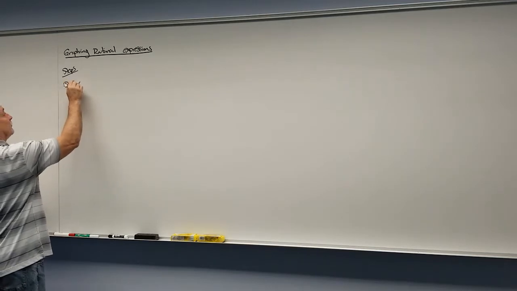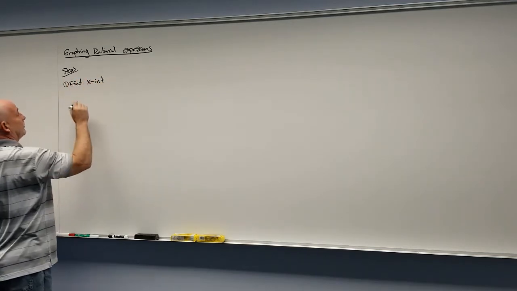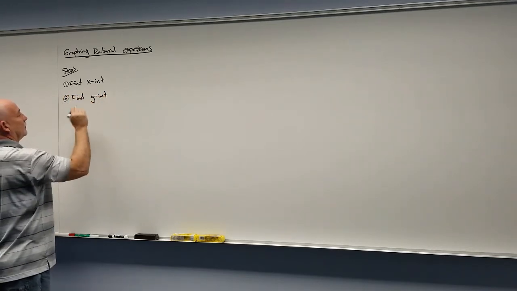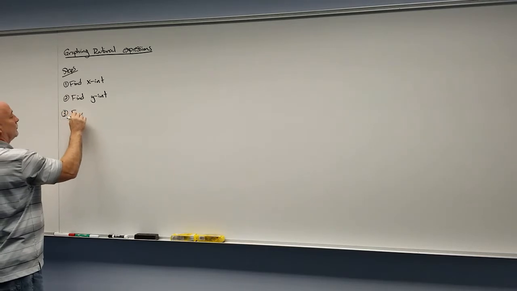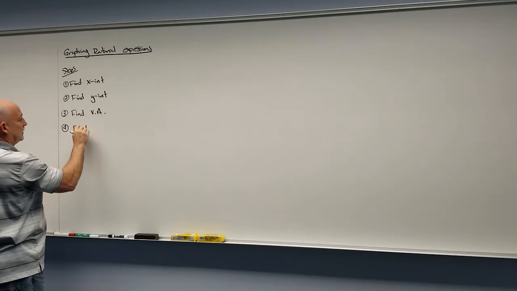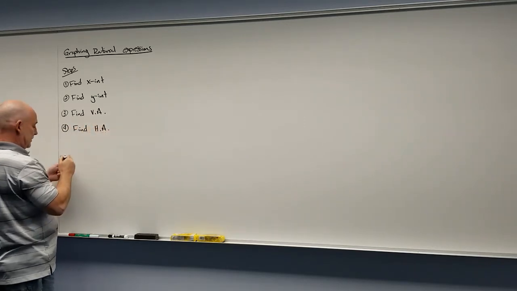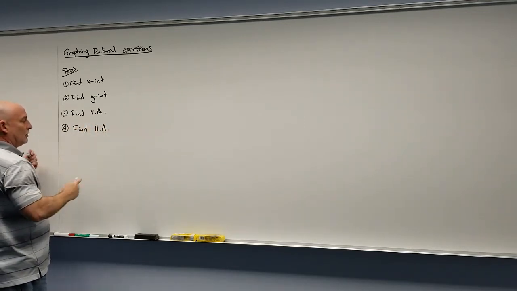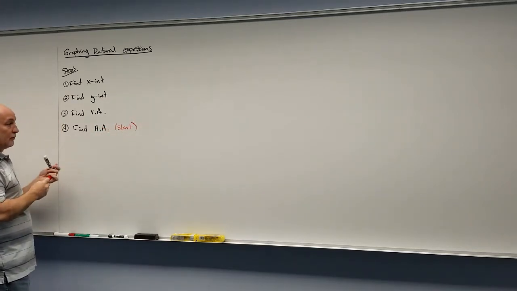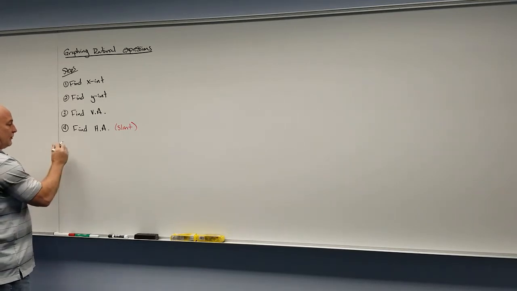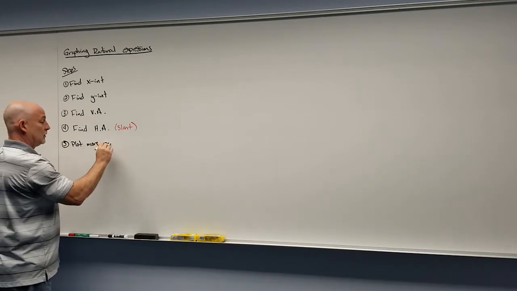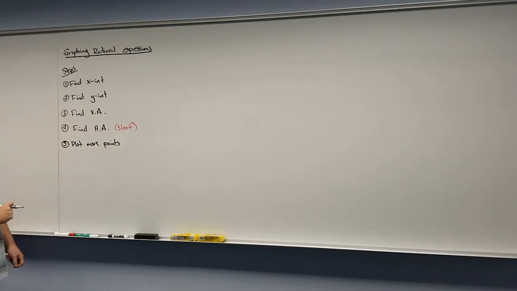Step one, we're going to find our x-intercepts. And we're going to find y-intercepts, always easier to do. Find vertical asymptotes. Step 4, find horizontal asymptotes. And next to this one, remember there's one special case for horizontal asymptotes when we actually have a slant asymptote. So we'll actually be looking for that as well. Now the last step we may or may not have to do. We may have to plot some more points.